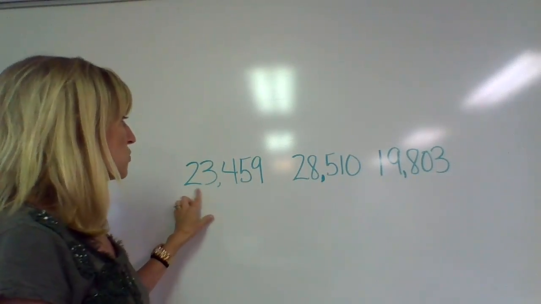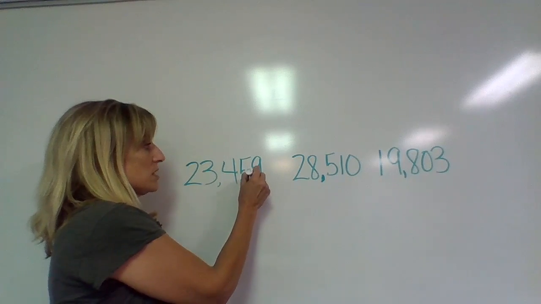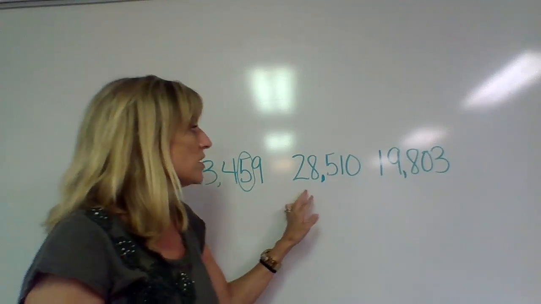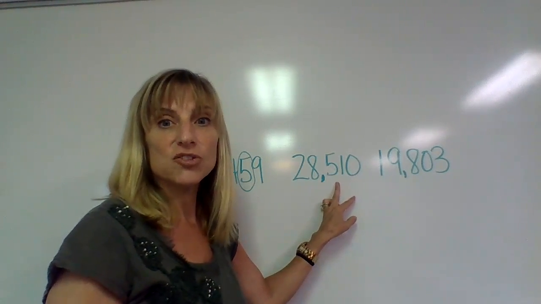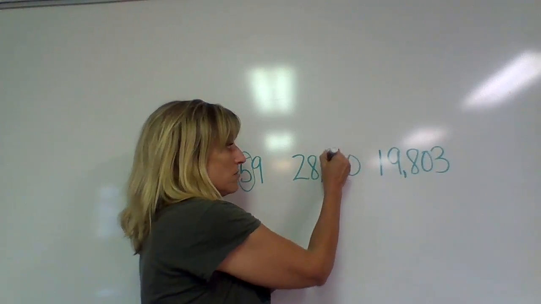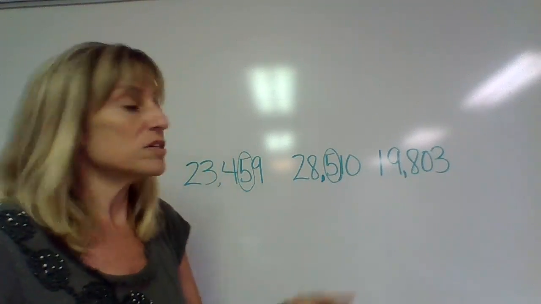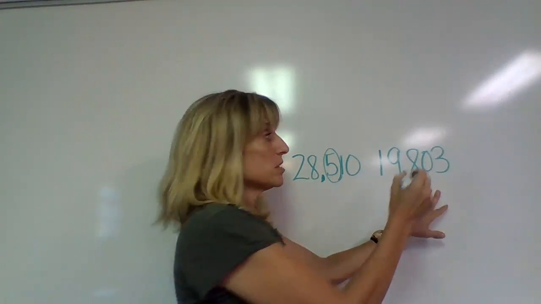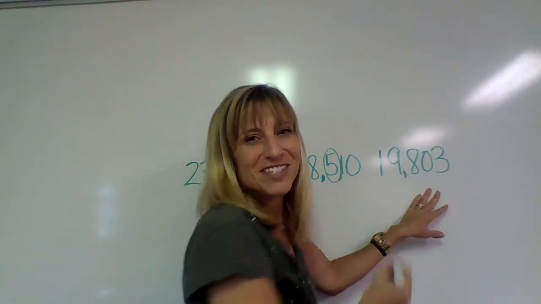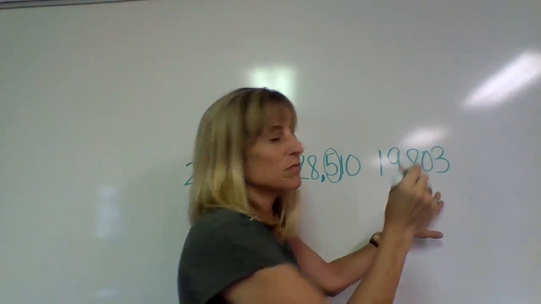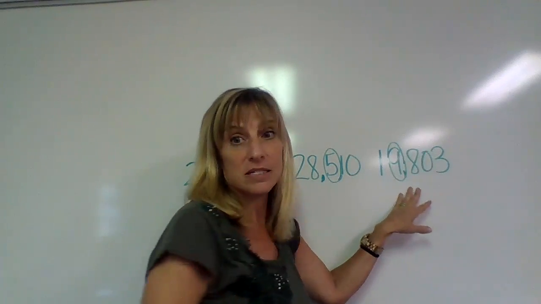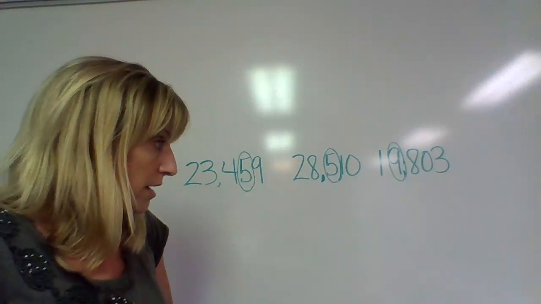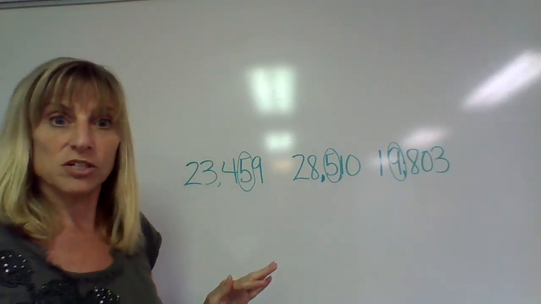And hopefully for this one, 23,459, the number in the tens house was the 5. Hopefully you got that right. 28,510, the number in the hundreds house is another 5. And for this one, 19,803, the number in the thousands house was the 3. No, just kidding. Making sure you're paying attention. No, it was the number in the nines house. Okay? All right, very good. Hopefully you got those all right. I'm going to leave those up there for a minute so you can double check your work.